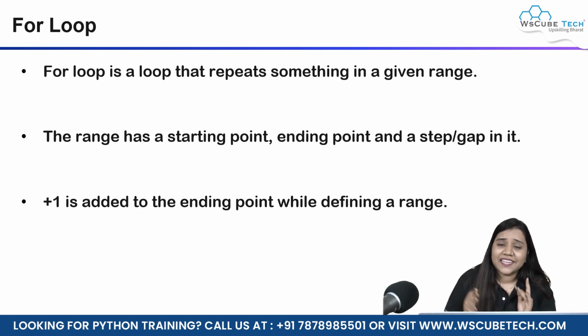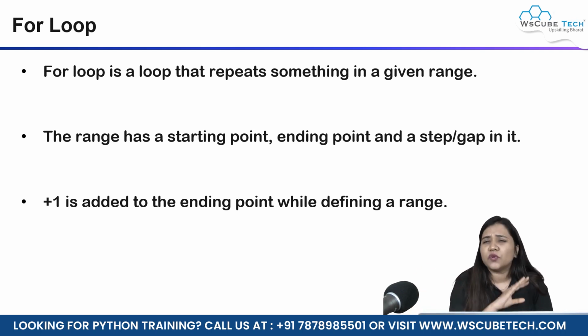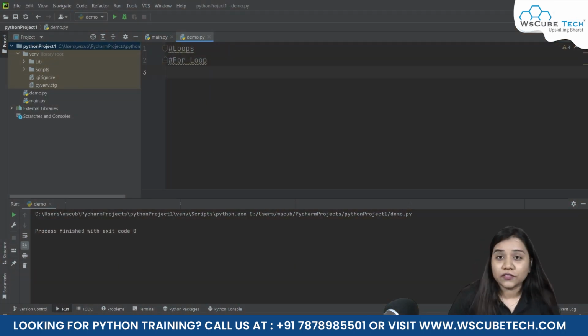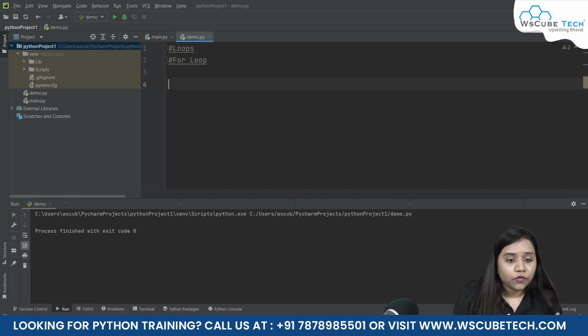So a for loop basically has 3 things. It has a range in which we have a starting point, an ending point, and then a gap in between. If we don't need any gap in between, we don't have to define it. Now let's have a look at how we can write the for loop. So our topic is loops, and inside loops we are learning the for loop today. For writing a for loop, the syntax is very simple.